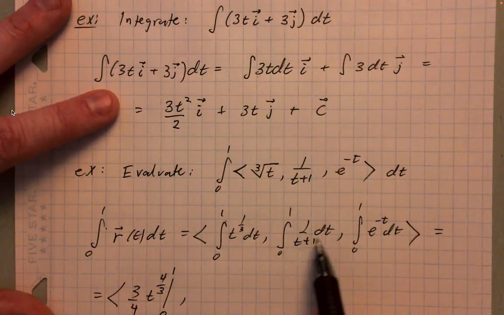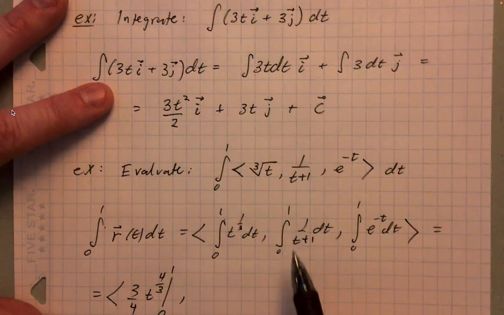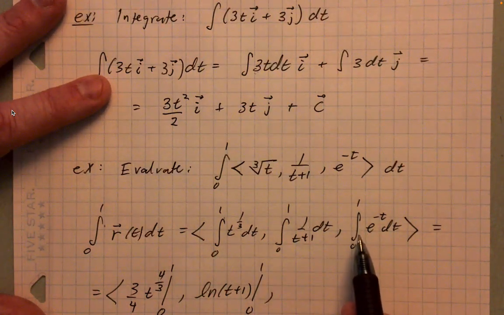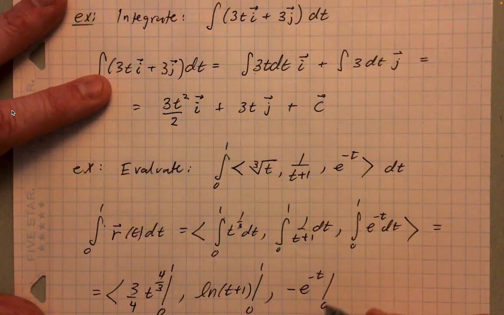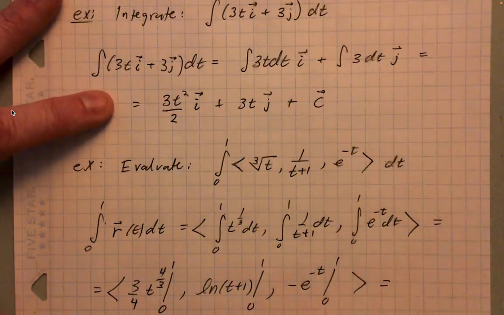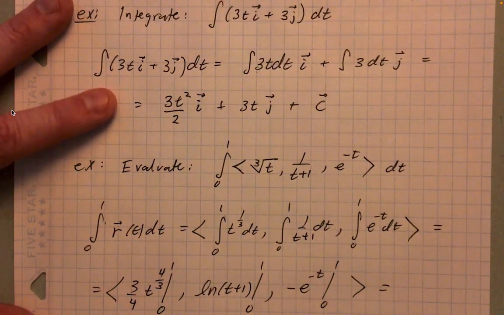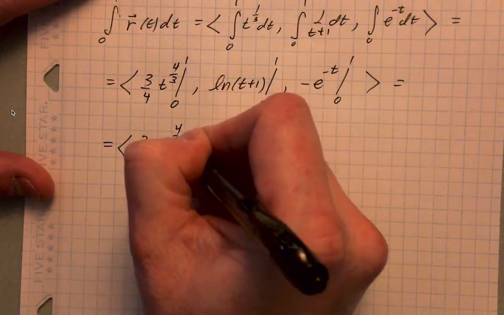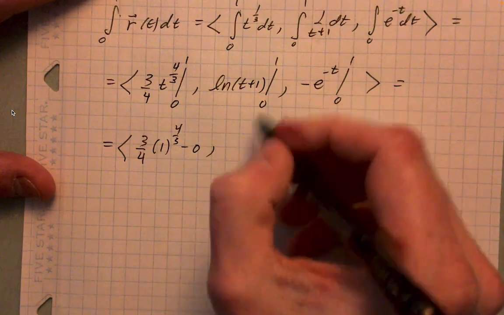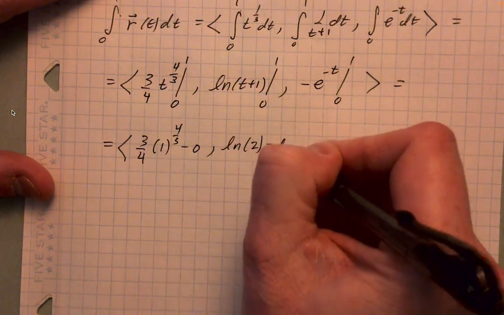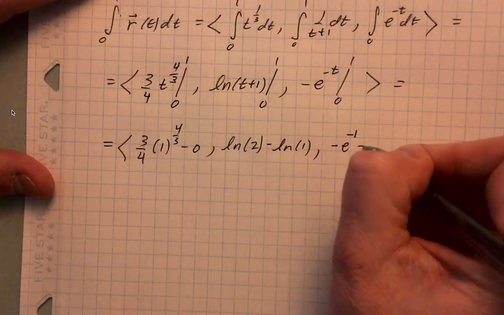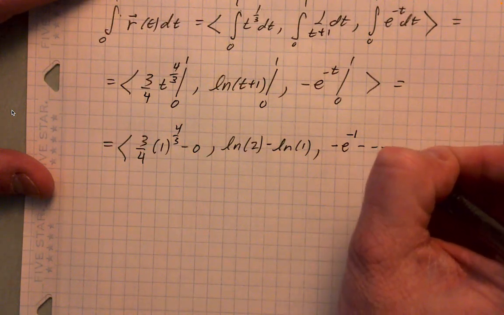This one here is straightforward. This is just the natural log of t plus 1 from 0 up to 1. And then this will just be negative e to the negative t from 0 to 1. And then we just evaluate this. So this will be 3/4 times 1 to the 4/3 minus 0. And then this will be the natural log of 2 minus the natural log of 1. And then this will be negative e to the negative 1 minus negative e to the 0.